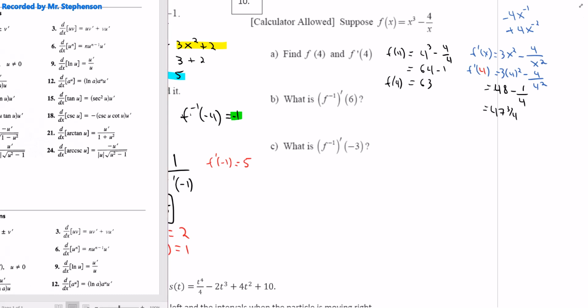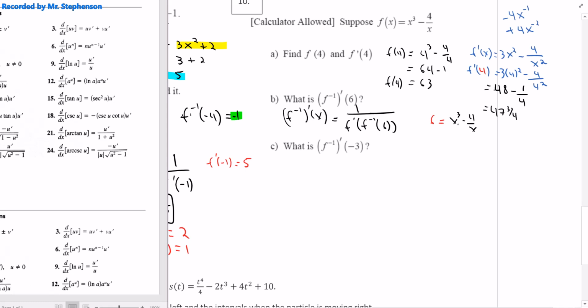Okay, so part B is f inverse prime of 6. Let's start with that formula. F inverse prime of x is going to be 1 over f prime of f inverse of 6. So I need to find what is f inverse of 6, right? So basically this is the y coordinate. 6 is the y coordinate in f of x, and I need to find out what do I plug into f of x to give me 6. Right, so we're taking that 6 and setting it equal to our f of x function. And we're trying to figure out what number do I need to plug into this function to give me 6. And we just try some numbers at first.